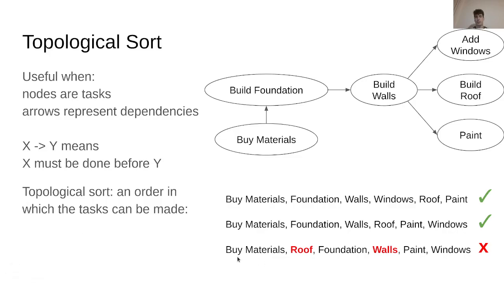But a bad order is buy materials, then roof, and only then foundation and walls. Because the roof needs to be done after the walls, but it's done before the walls, so that doesn't work.